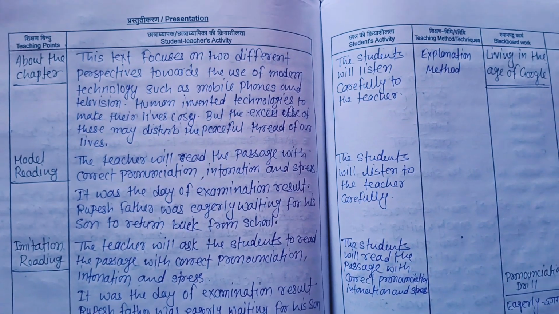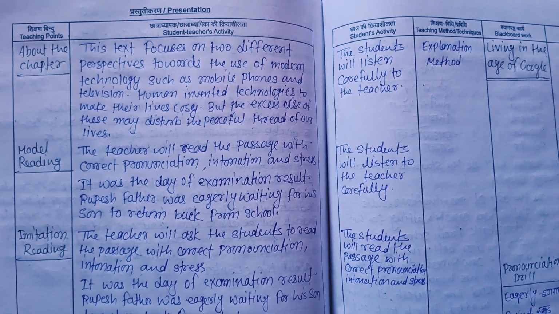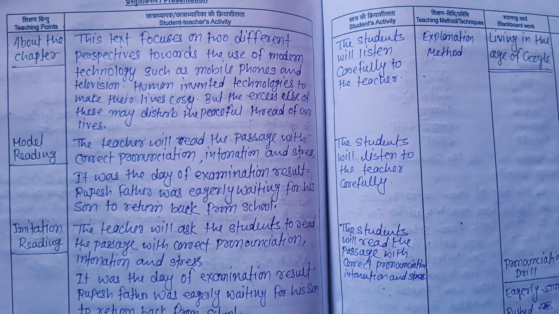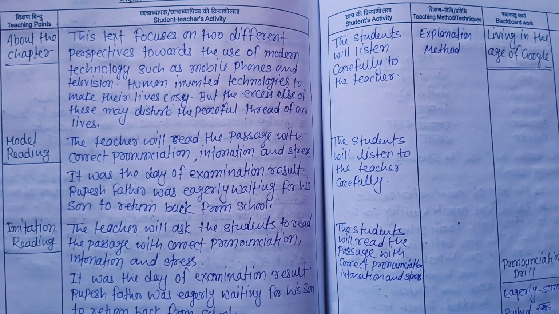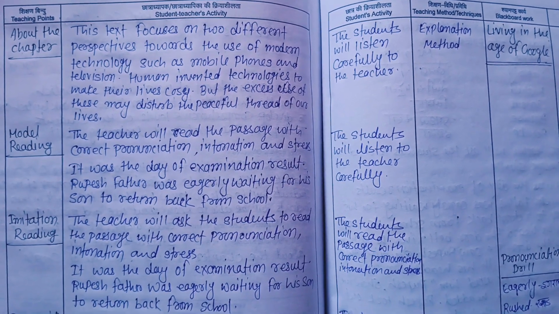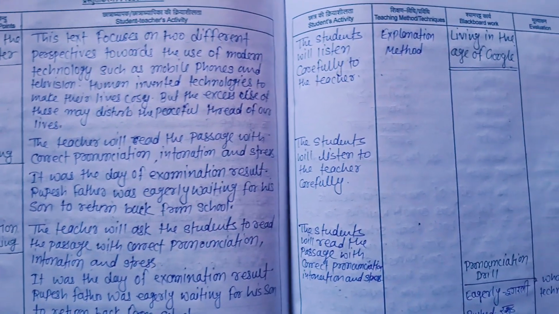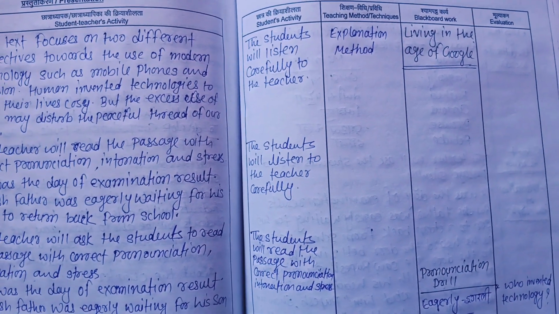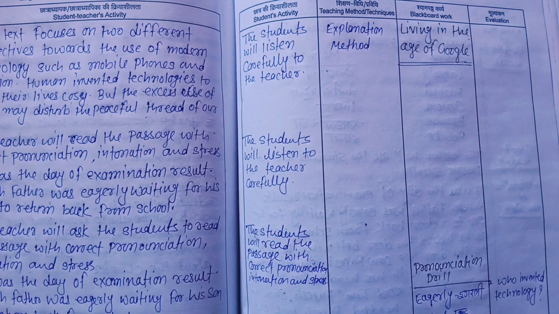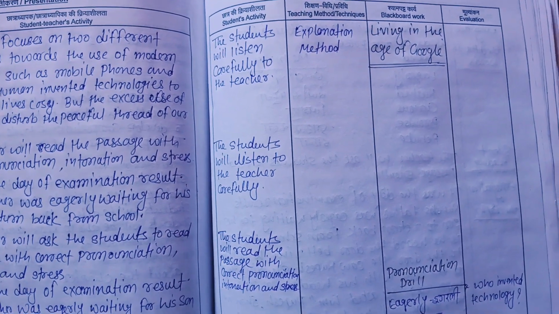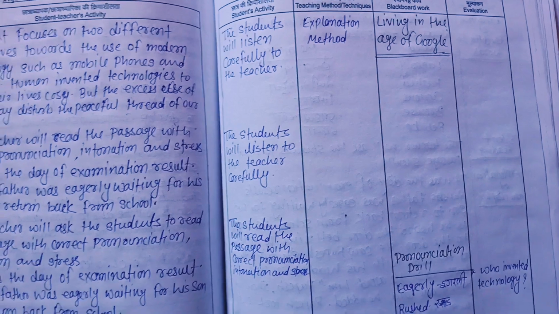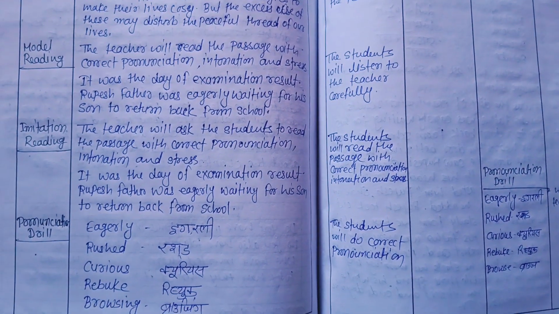So now ahead you can see guys, in teaching points you have to write first about the chapter, and in a student teacher's activity see what I have written about the chapter. Then after model reading, imitation reading, and these are students' activity. When the teacher is explaining or teaching, the students will listen carefully to the teacher. And the method I have used is explanation method, and in blackboard book I have written living in the age of Google. So like this model reading comes.